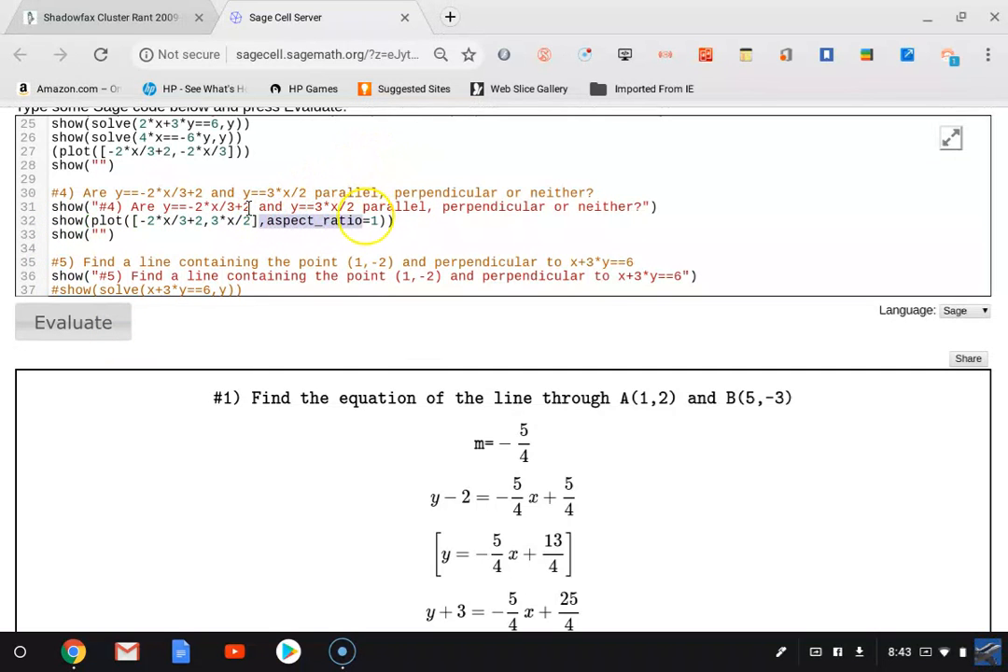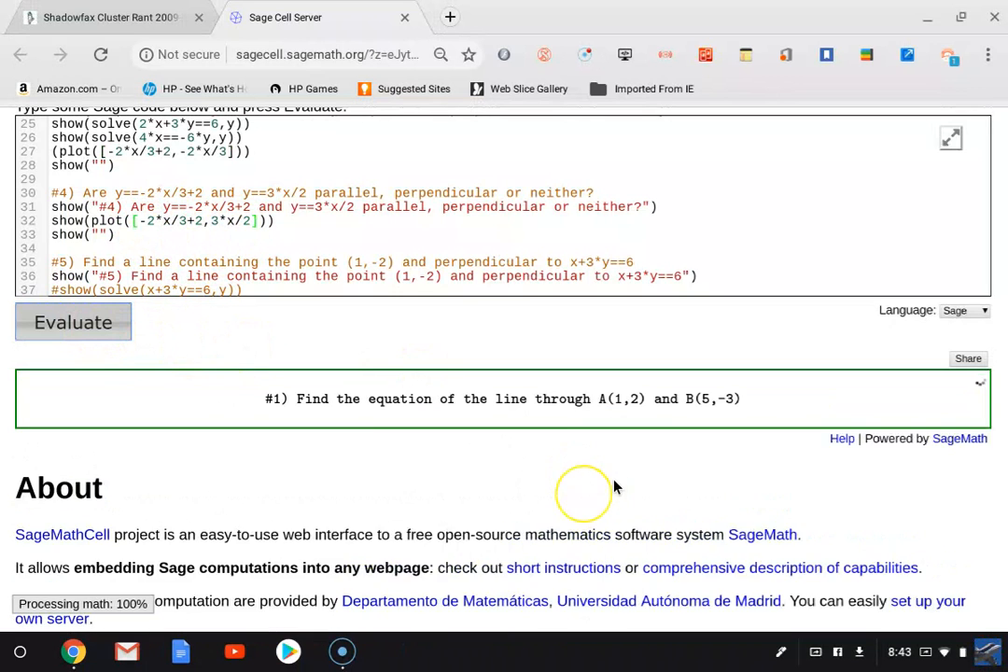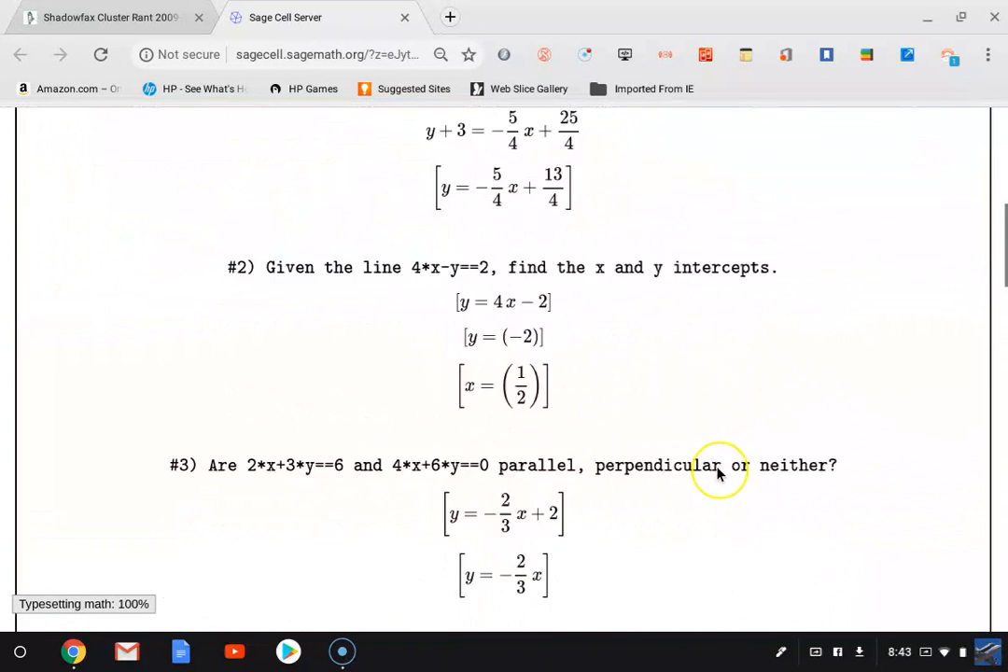Oh, we didn't talk about this aspect ratio thing. All right, so let's get rid of that. We'll talk about that in a minute. And again, notice if we're graphing 2 or more curves on the same set of axes in the same plot, you got to put them in a list with the square brackets. See the green stuff, the square brackets? Green stuff, square brackets. So I'm graphing 2 lines, right? All right, so let's graph that. This is number 4.